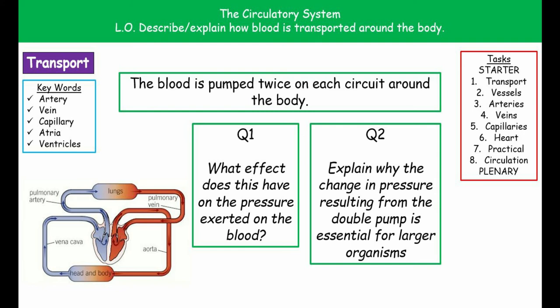So the first one, what effect does this have on the pressure exerted on the blood? And the second one, explain why the change in pressure resulting from the double pump is essential for larger organisms. So I'll give you a couple of minutes to have a go at those questions.